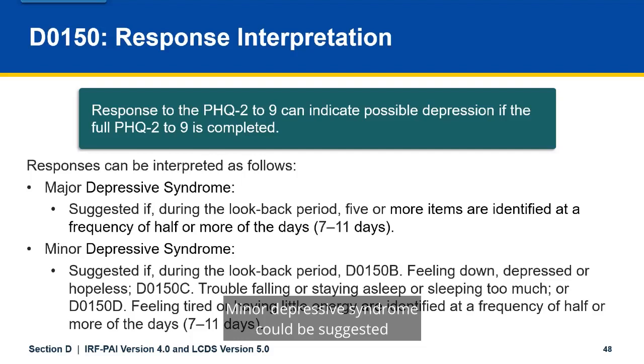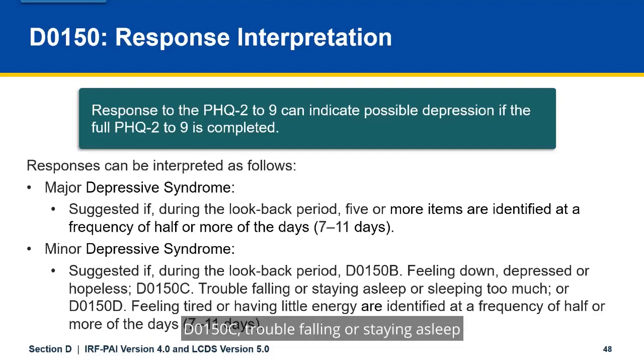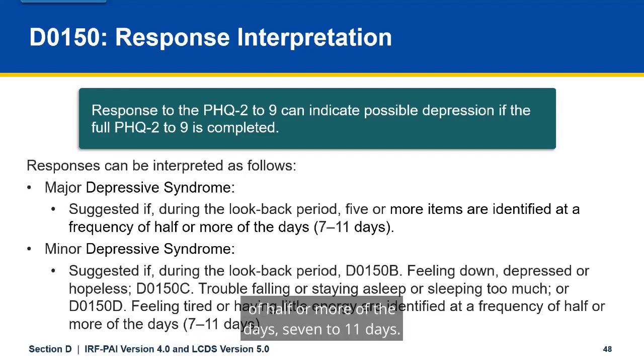Minor depressive syndrome could be suggested if during the look-back period, D0150B, feeling down, depressed, or hopeless, D0150C, trouble falling or staying asleep or sleeping too much, or D0150D, feeling tired or having little energy, are identified at a frequency of half or more of the days, 7 to 11 days.